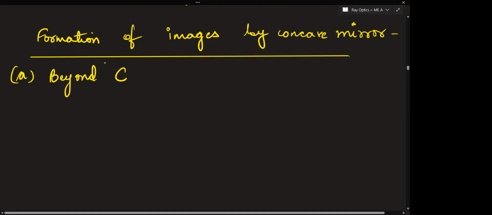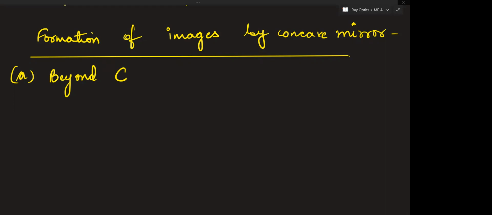See, formation of images by concave mirror. Majorly you have four cases: beyond the center of curvature, exactly at the center of curvature, between F and C, and between F and P, meaning between the focus and the pole. See, if it's beyond C.